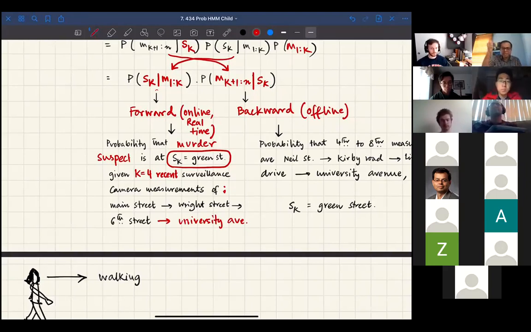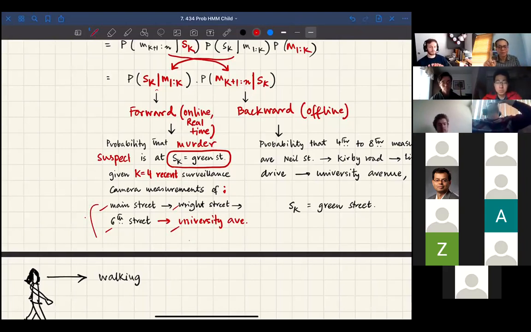You're saying, what is the probability that this car was at S_K, Green Street, given that the past 4 measurements that I saw are Main Street, Wright Street, 6th Street, University. This probability looks high, right? Because the car could have driven from Main Street into Wright Street, then went to 6th Street and then came to University Avenue. Then you're saying, you know what? Seems like this guy could be the murderer, because this measurement looks pretty good, if this measurement is in agreement with the murder location.